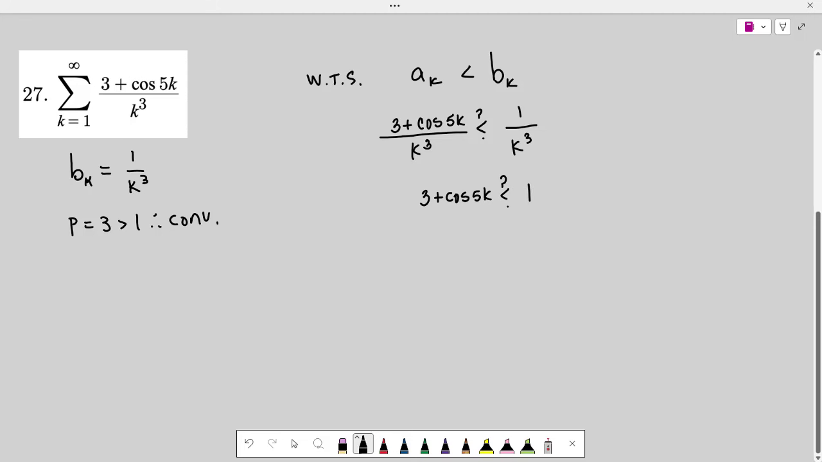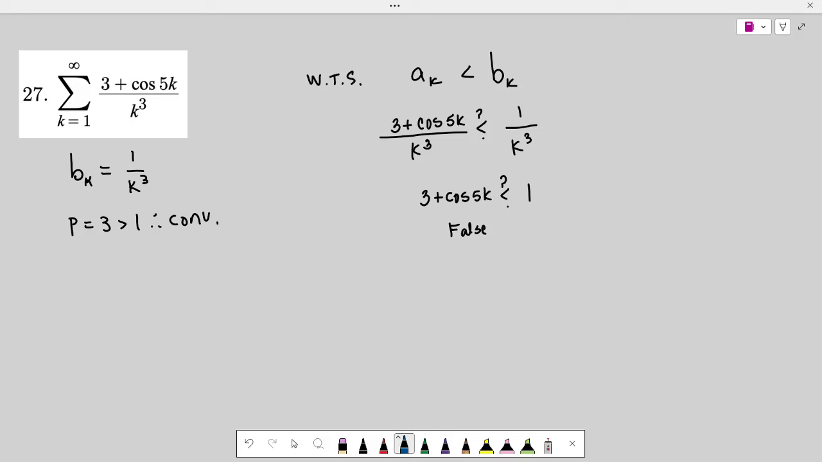And is 3 plus cosine of 5k less than 1? No, that's false. So we have a couple of choices here. Now, one choice is certainly to go to the limit comparison test. But I want to do it a different way here. b sub k is a series that we choose. It's a series that we can analyze really quickly.